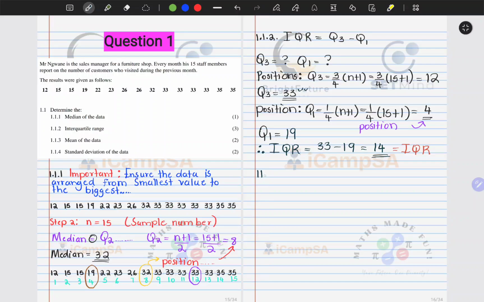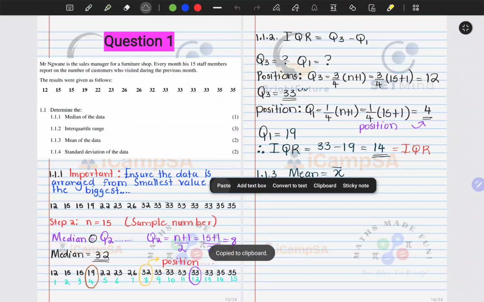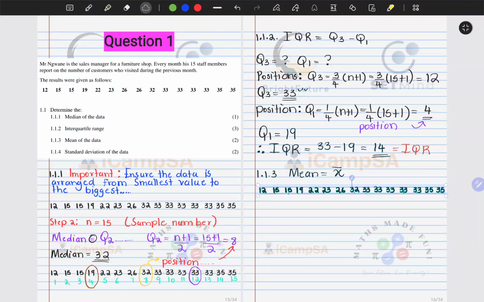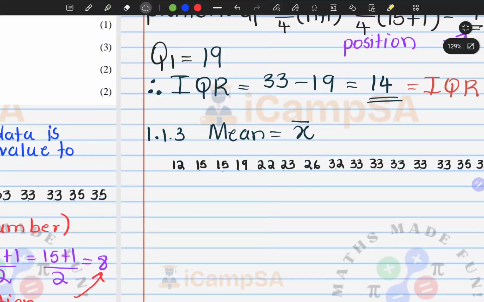Let's have a look at 1.1.3. So they're looking for the mean, which is usually denoted by x with a dash there. For the mean, what you do is you sum all this data and then you divide it by n. What do I mean? Well, if we take this entire data, we put it here, so we'll be calculating our mean.